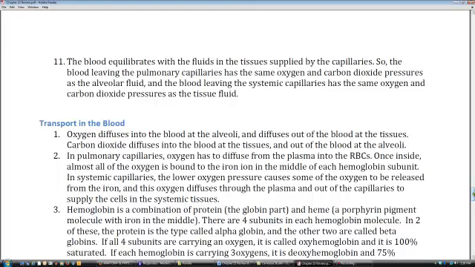So you really only have two sets of numbers to remember. Oxygenated blood has an oxygen pressure of 100 and a carbon dioxide pressure of 40. Deoxygenated blood, whether you measure it in the systemic tissues or in the systemic veins or in the right side of the heart on its way back to the lungs, that blood will have an oxygen pressure of 40 and a carbon dioxide pressure of 45.